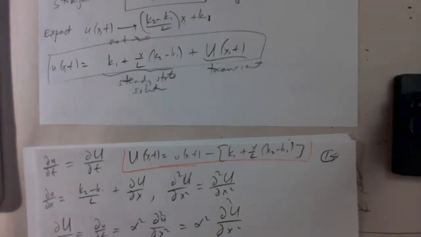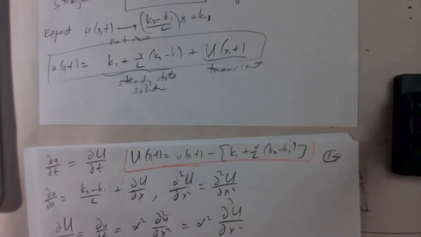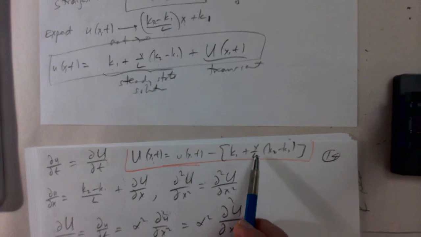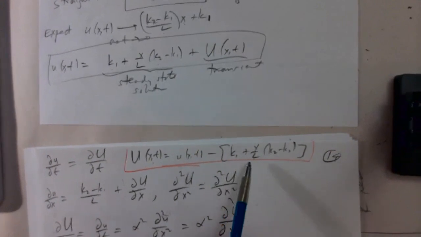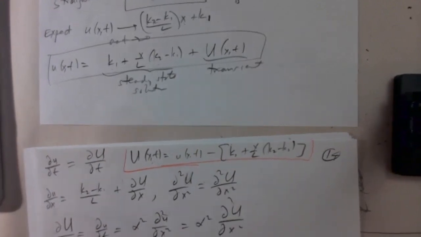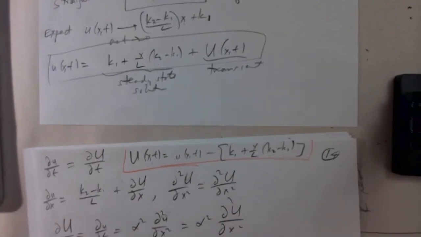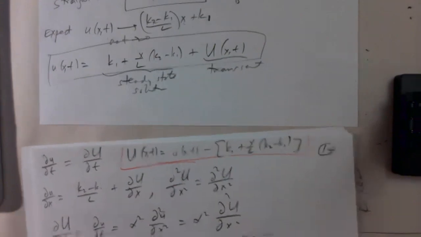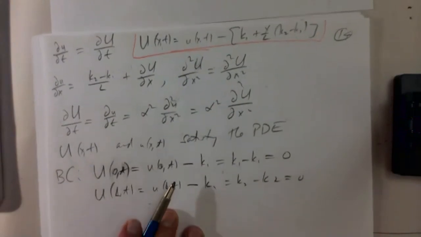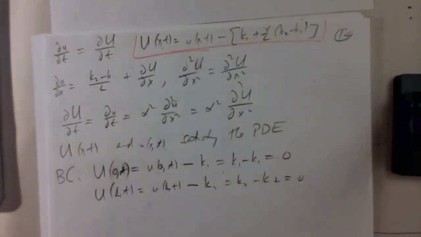And u of L comma t, that's little u of L,t, minus, what do you get when you let x equal L? k1 plus k2 minus k1, you get k2. This is k2 minus k2, which is 0. So this new function, capital U, satisfies the homogeneous boundary condition that the temperature is 0 at both ends.